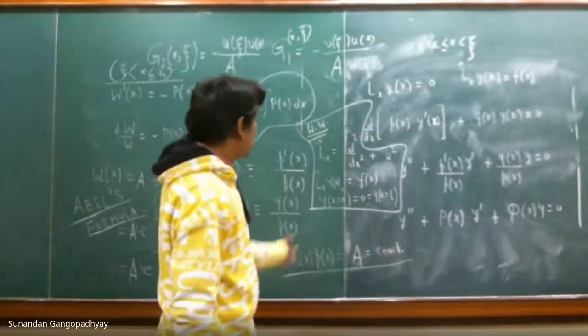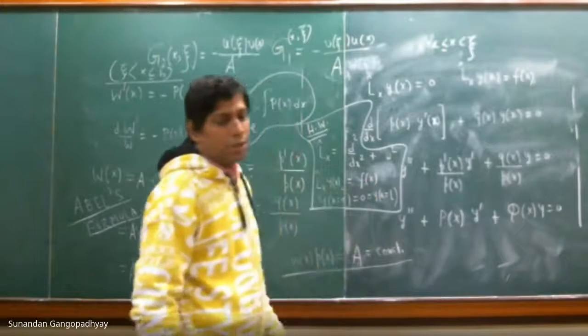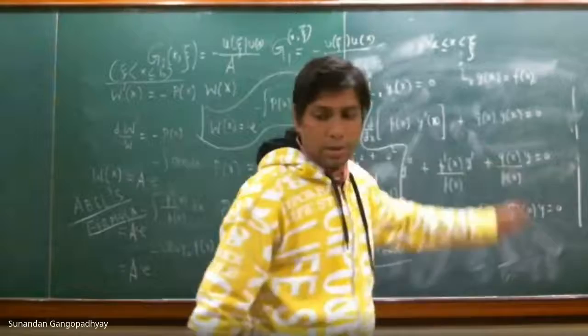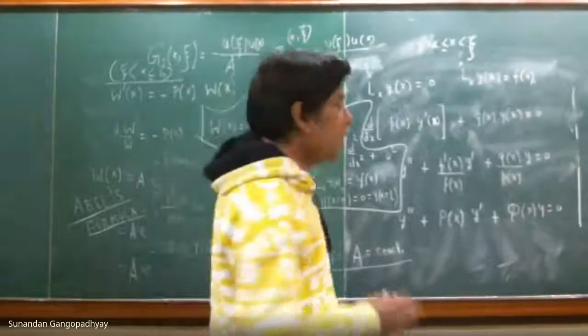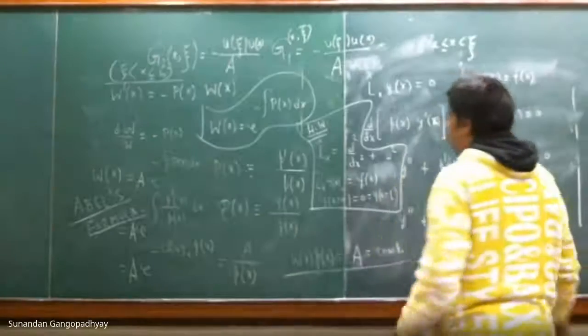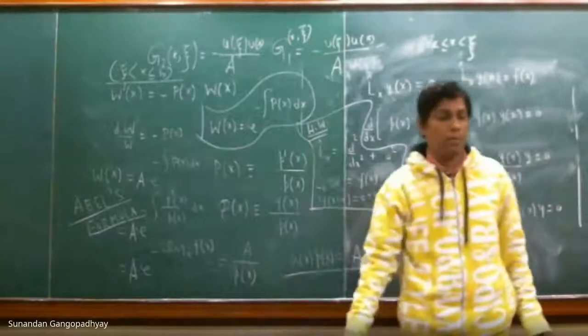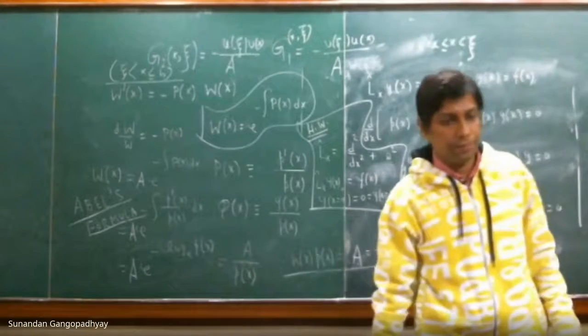So your task is to solve this non-homogeneous differential equation using these formulas. The strategy that you should take is to first calculate what g1 and g2 are. What is the form of the Green's function?